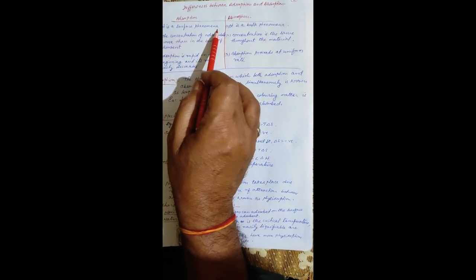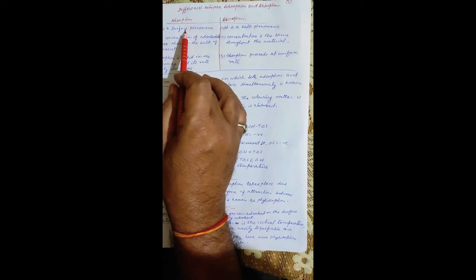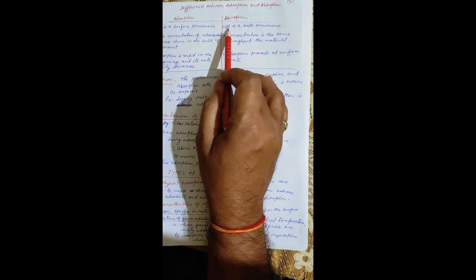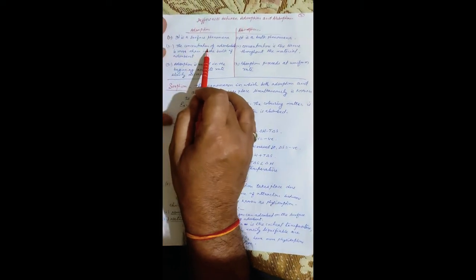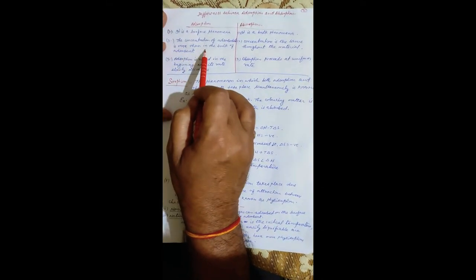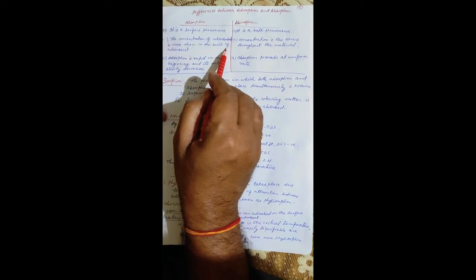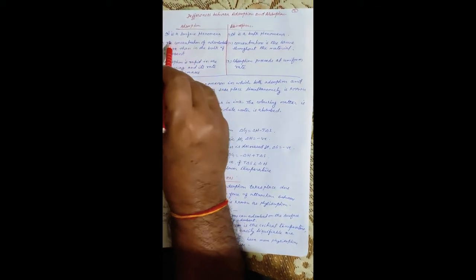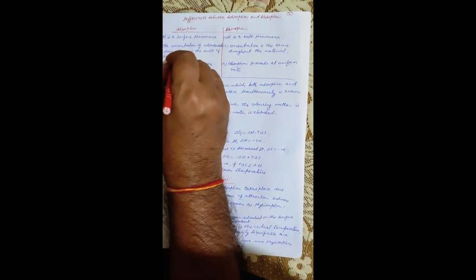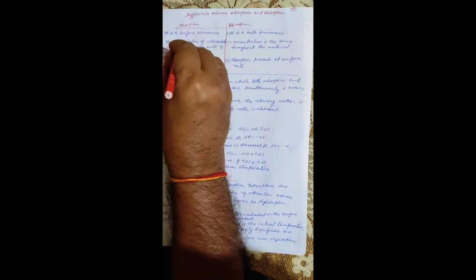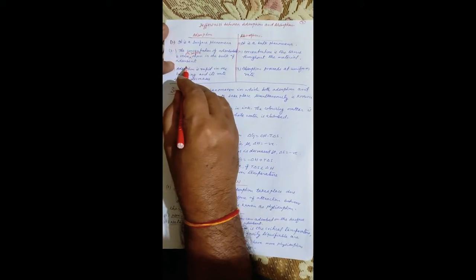Adsorption is a surface phenomenon because adsorption is only on the surface of the adsorbent, not inside it. Absorption is a bulk phenomenon. Point number 2, the concentration of absorbate is more in the bulk than on the surface, and the concentration of the adsorbate is more on the surface than in the bulk of the adsorbent.